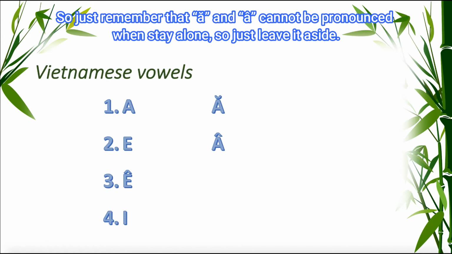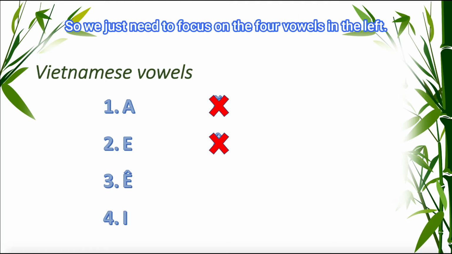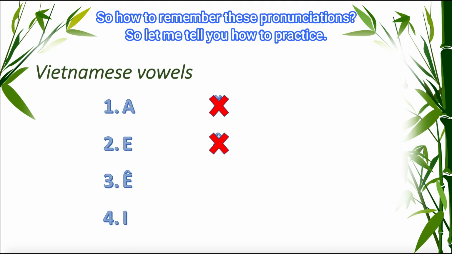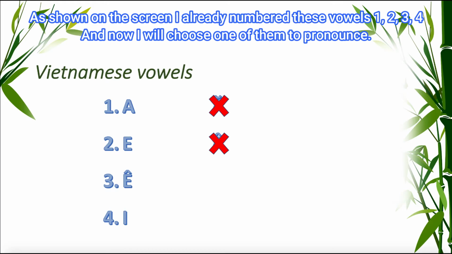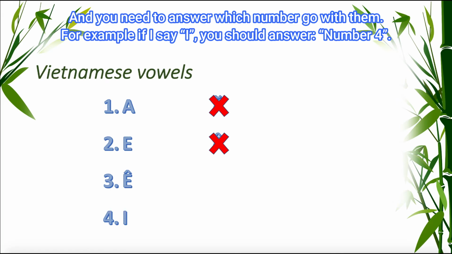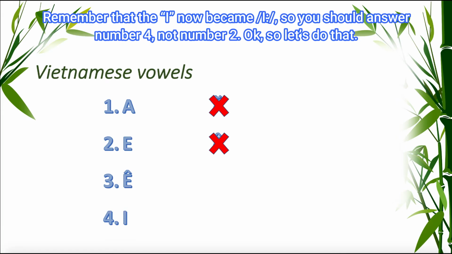So just remember that Ă and Â cannot be pronounced when they stay alone, so just leave them aside. So we just need to focus on the four vowels on the left. So how to remember this pronunciation? Let me tell you how to practice. As shown on the screen, I already numbered these vowels 1, 2, 3, 4, and now I will choose one of them to pronounce, and you need to answer which number goes with it. For example, if I say I, you should answer number 4. Remember that the I now becomes E, so you should answer number 4, not number 2. Okay, so let's do that.